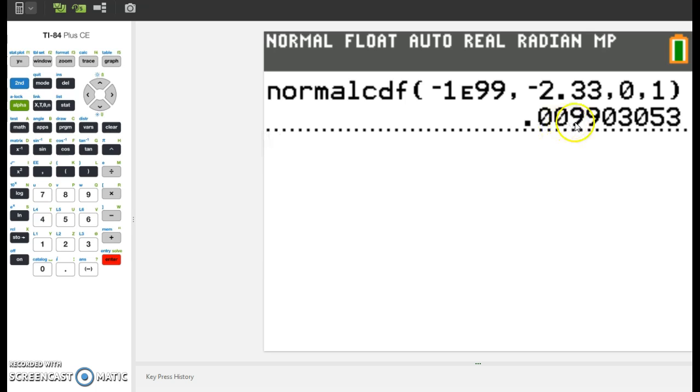So finding a male less than 62 inches tall is about 1%. Right? If you rounded this would be 0.01. So about 1% of the time in the population that would occur.